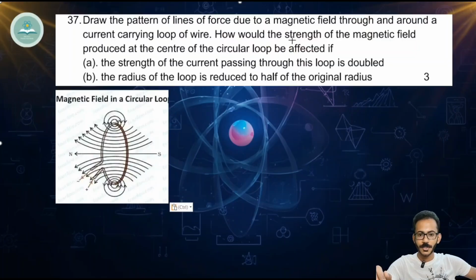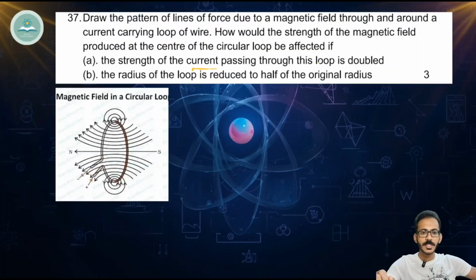Next question is how the strength of magnetic field produced at the center of the circular loop be affected if the current passing through the loop is doubled. Current is doubled. We already know current is directly proportional to the magnetic field strength. So when current is doubled, magnetic field also will be doubled.